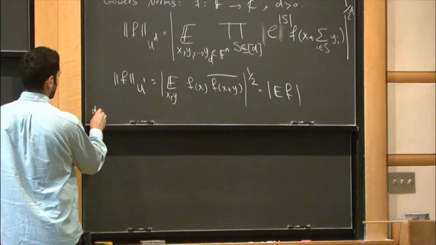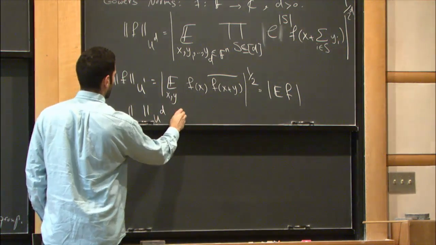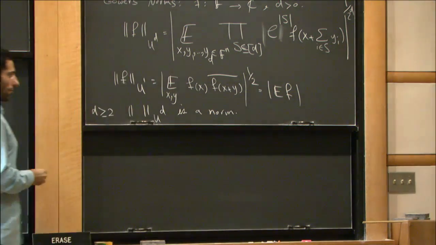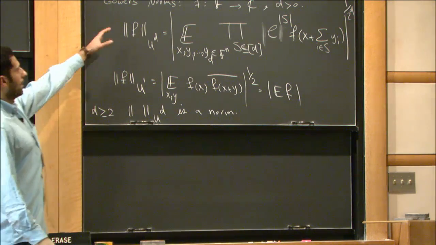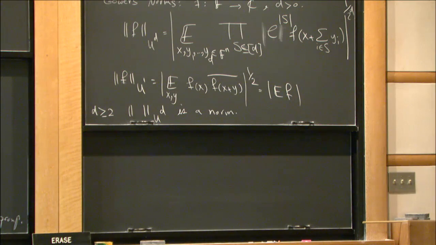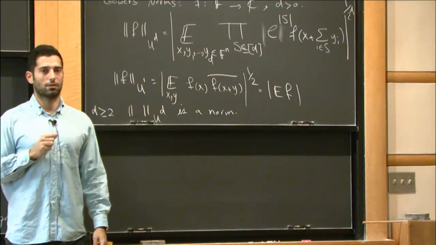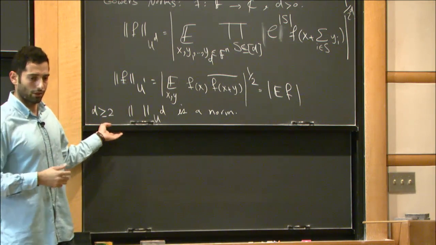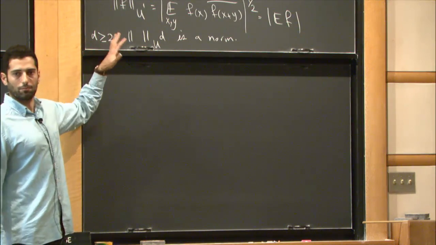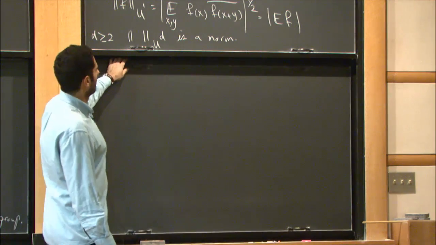So for d greater than or equal to 2, U^d is a norm. This turns out to actually be the right uniformity norm in many different contexts, one of which is when we study the density of linear forms in functions. Feel free to stop me whenever I'm going too fast over this. Okay.